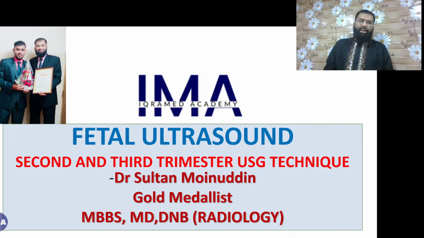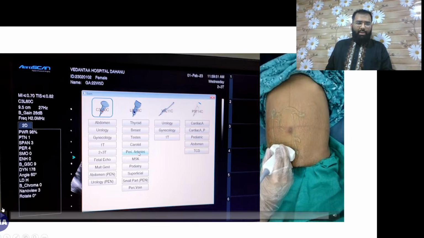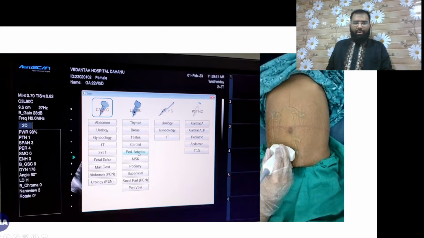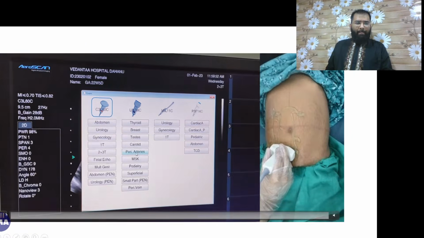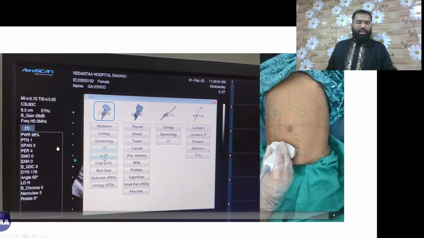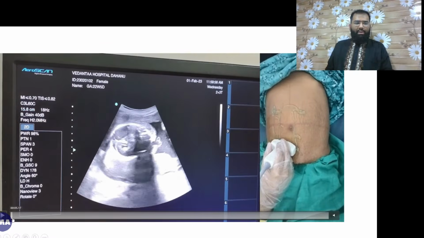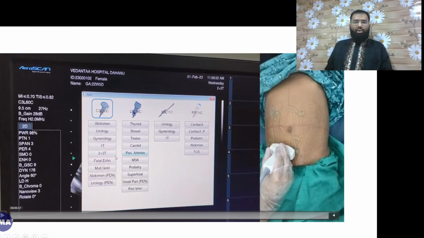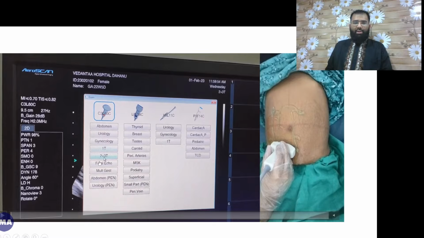So without any delay, let us begin. Now we'll be starting with the basic video. The first thing we are doing here is selecting the protocol. As you can see, we have selected the protocol of second and third trimester. So this is the selection of protocol. Once the protocol is selected, we move to the next part, that is positioning the patient.